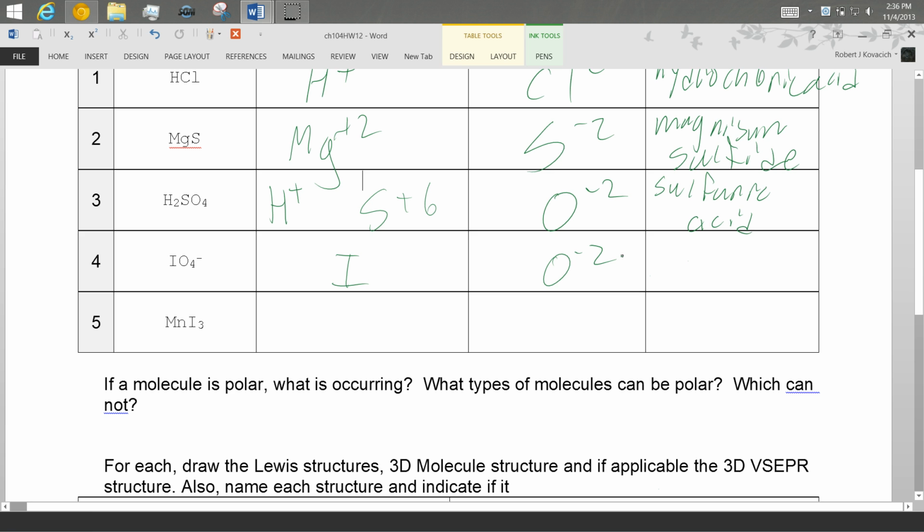How many -2s do we have? So that's a total of -8, right? What charge do I have to have left over? -1. So I have to cancel out 7 of the 8 negatives. So then the charge on the iodine is +7. It's pretty straightforward with that one. +7. And what is this thing called?